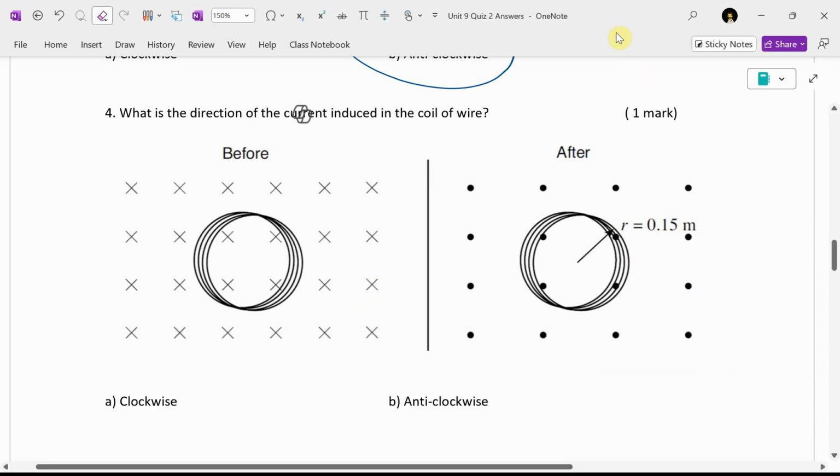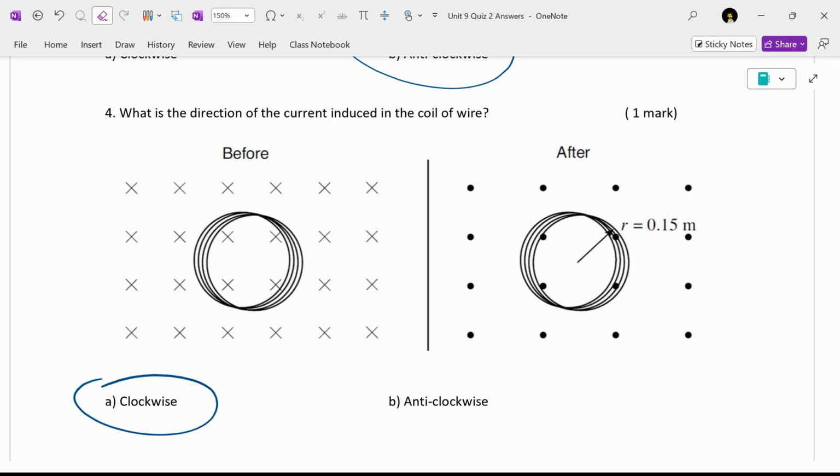These ones I find easier where there's a clear before and an after. I just look at the after. What direction is the magnetic field in the after? Out of the page, this coil is going to oppose that. This coil is going to act into the page, which in my situation is clockwise? Yes? Clockwise.